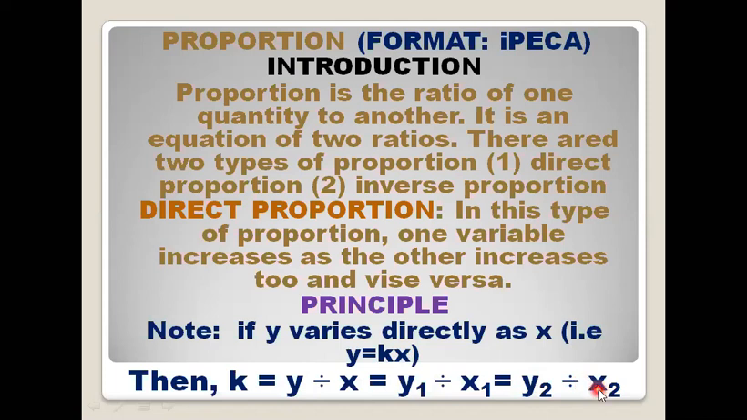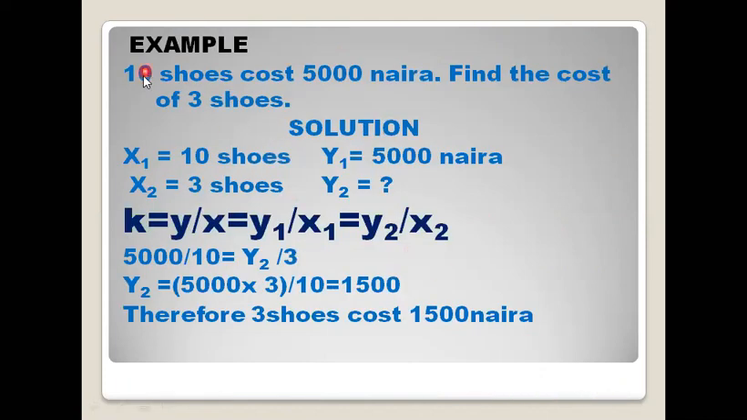So let's move on to an example. Ten shoes cost 5,000 naira. Find the cost of 3 shoes. Now you can see that as the number of shoes decreases, the cost will also decrease. So that's direct proportionality, because as one variable decreases, the other also decreases.